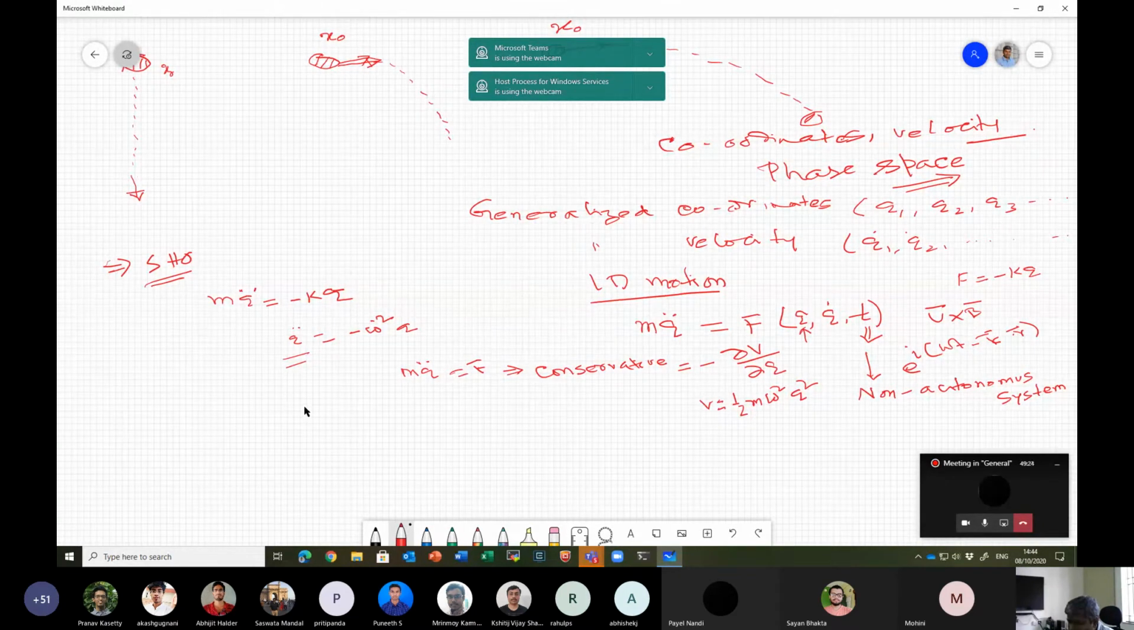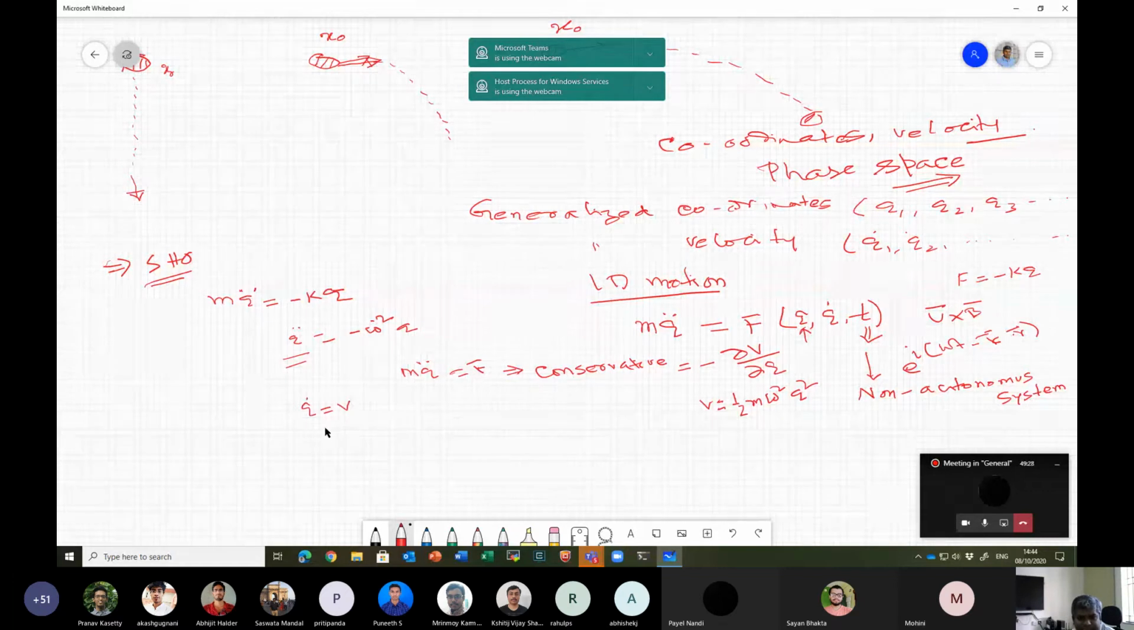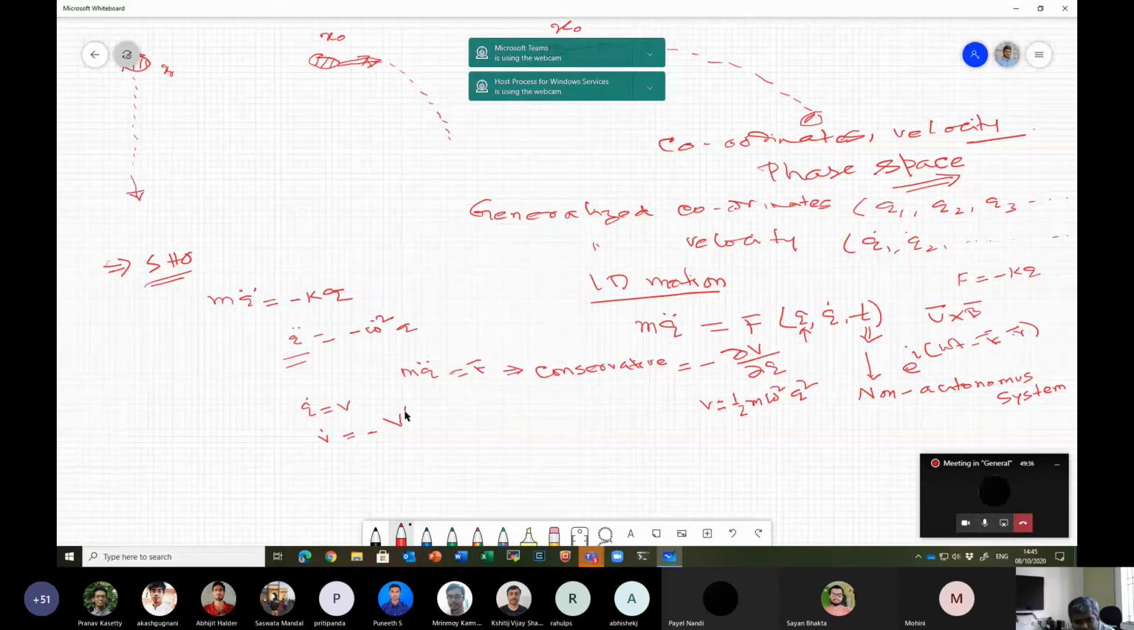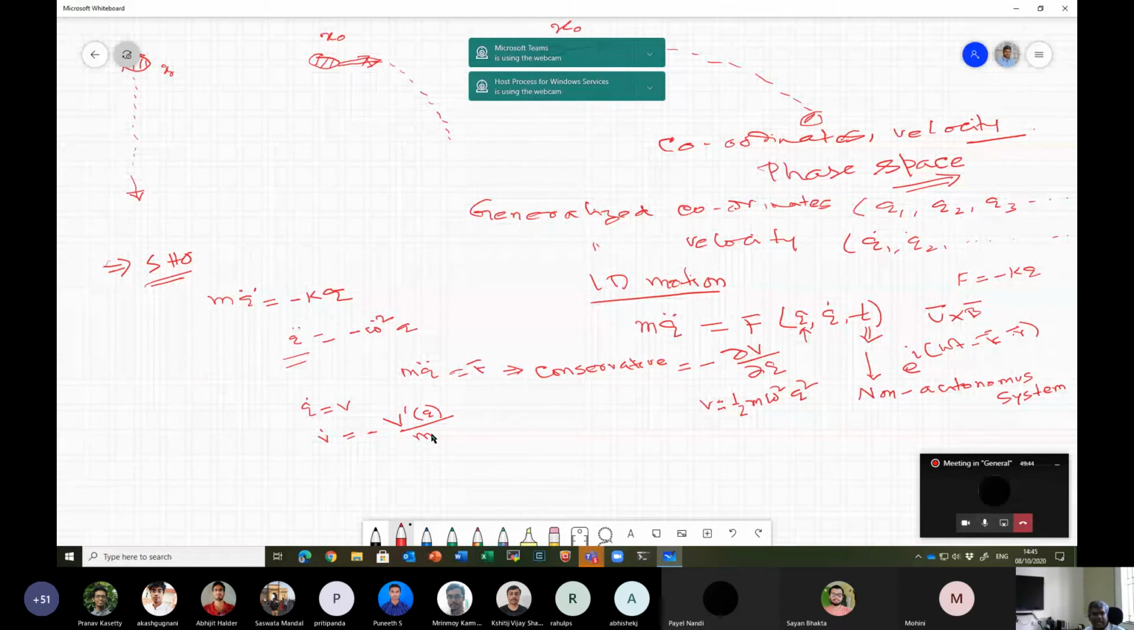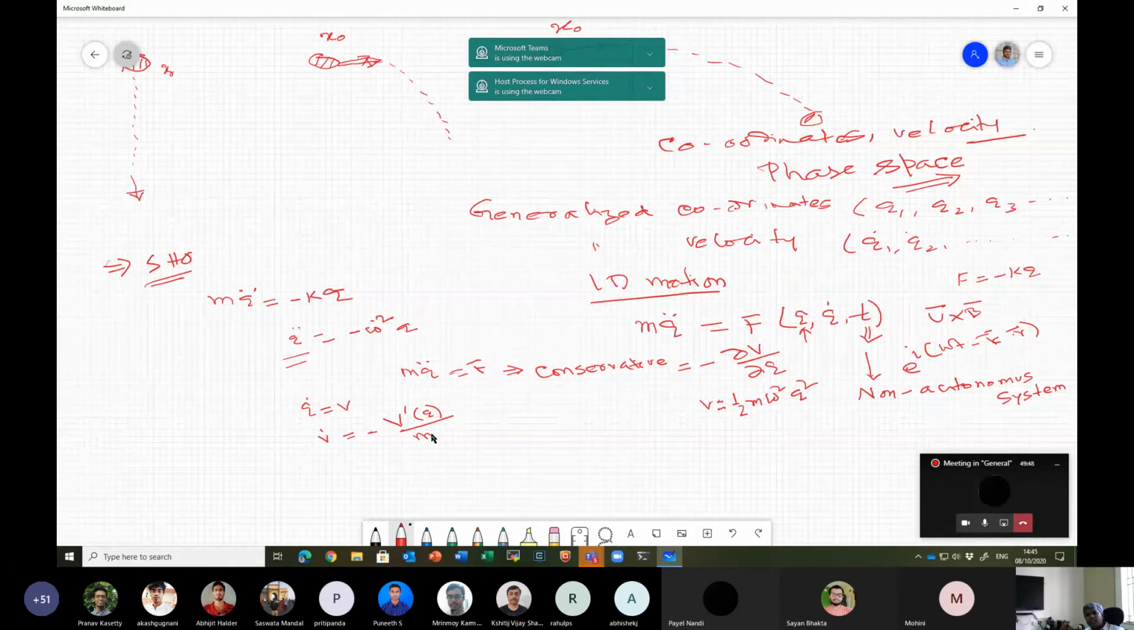If I split it into two first order equations, then you will get q dot is equal to v, if I define it that way, and v dot is equal to minus the derivative of the potential, which is a function of q, divided by m. It's the same equation that is written above. So we get two first order equations from this second order equation.